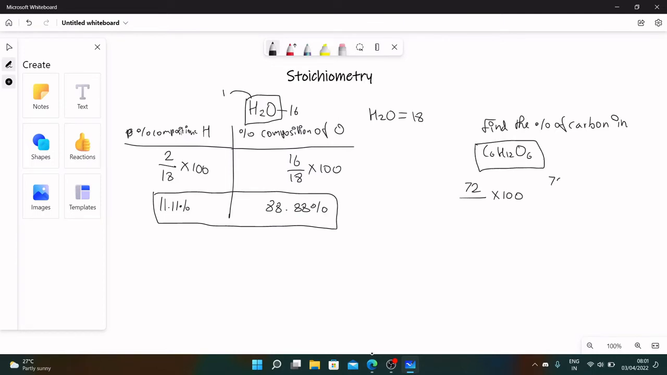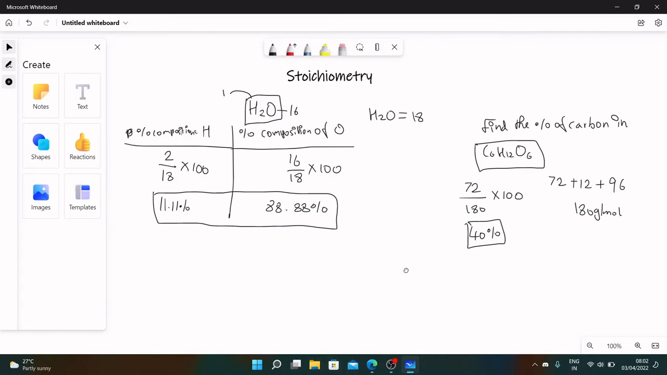We already know 72 for C6, so 72 plus hydrogen is 1, so 1 into 12, 12. Oxygen is 16, so 16 into 6 is 96. If you add all these values, you get 180 grams per mole. So 72 by 180 into 100 is 40%. The percentage of carbon in this compound is 40%.